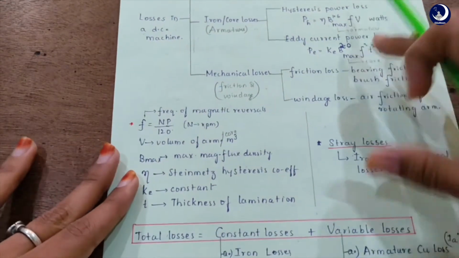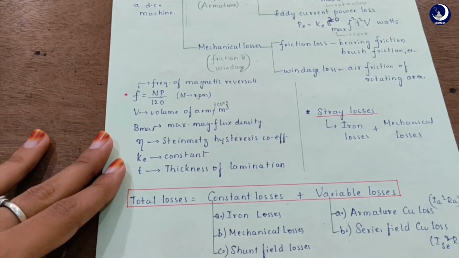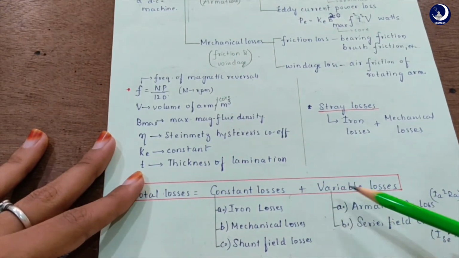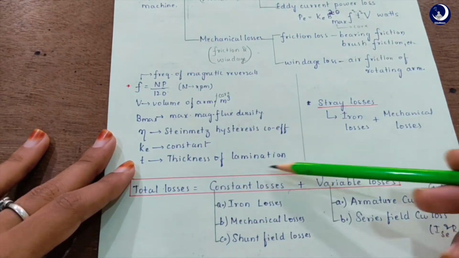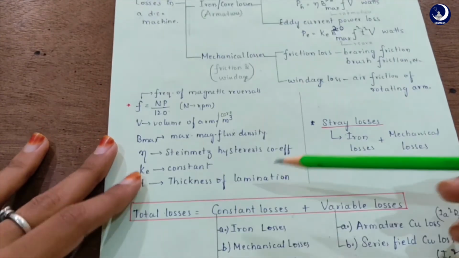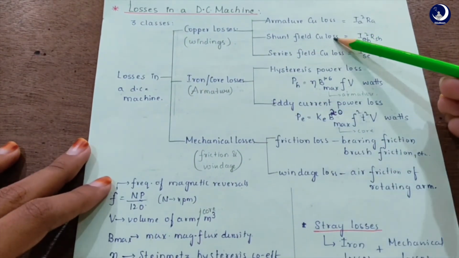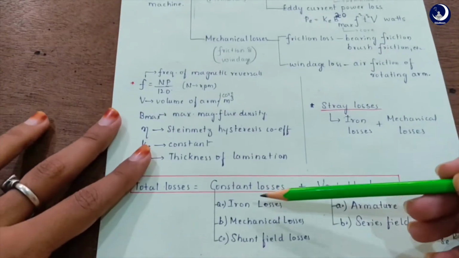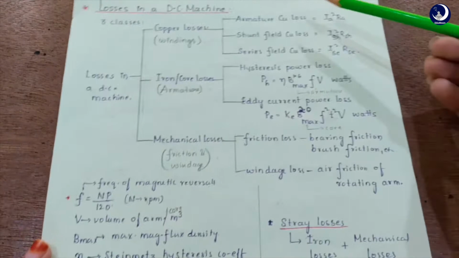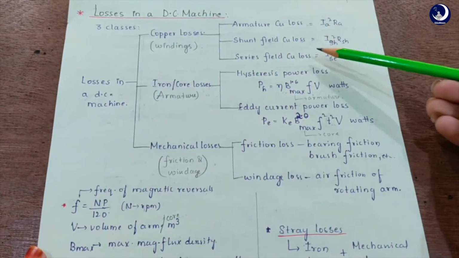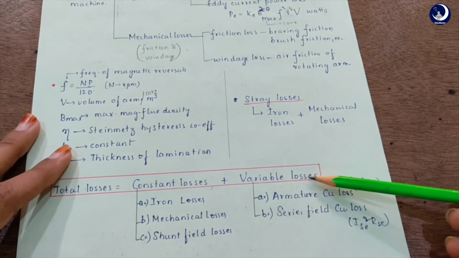The losses in a DC machine can be classified in another way also, that is as constant losses and variable losses. So the total losses are constant losses plus variable losses. What are the constant losses? They are iron loss, mechanical loss, and the shunt field copper loss. These three combined form the constant loss, whereas the variable losses are the armature copper loss and the series field copper loss. These two together form the variable losses.